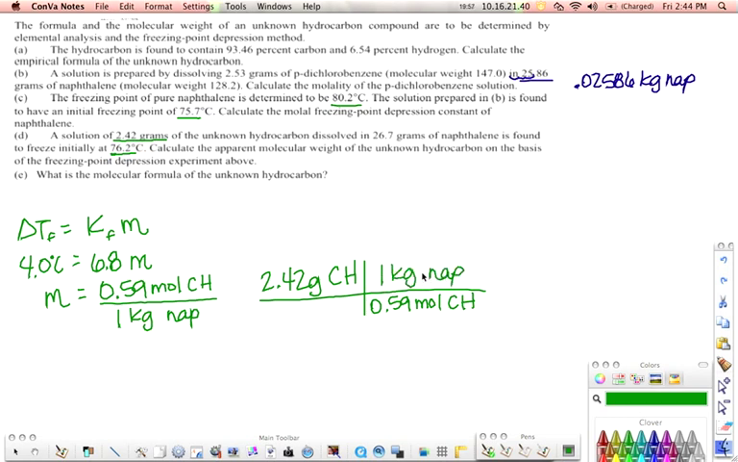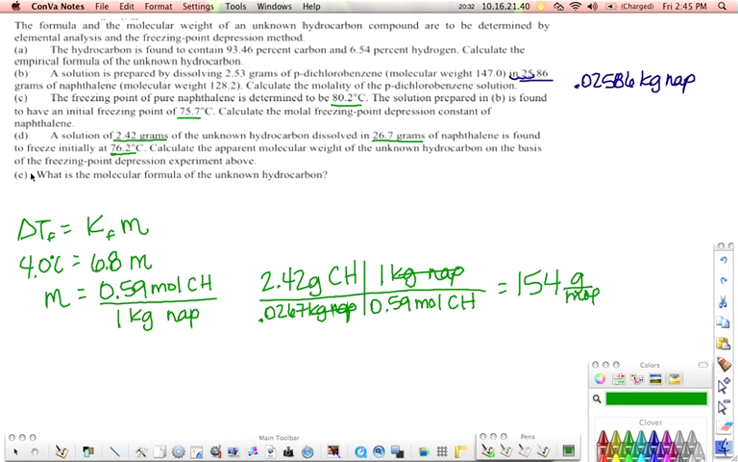Well, to get rid of the kilogram of naphthalene, we need to know what the mass of naphthalene was that we used, and that is right there, but it's in grams, so move that decimal over 3 spots. Kilograms is on top here, and I have this empty spot on bottom where I can put my mass. So 0.0267 kilograms of naphthalene, and my kilograms of naphthalene cancel out. I'm left with grams of hydrocarbon per moles of hydrocarbon, which is exactly what I want. So my unknown hydrocarbon has a molar mass of 154 grams per mole.